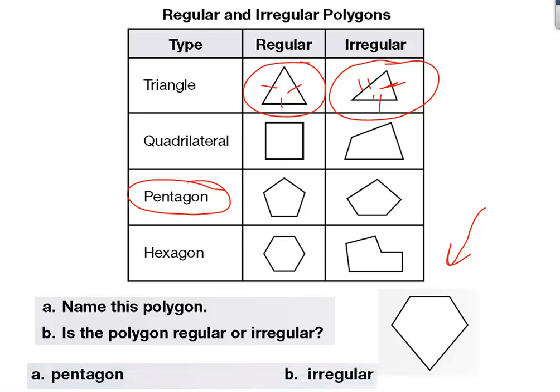Okay, it's irregular because you have these two down here that are longer. And again, we already talked about it being a pentagon because it has 5 sides.